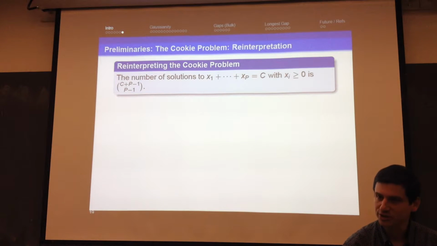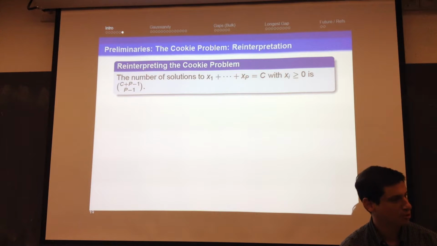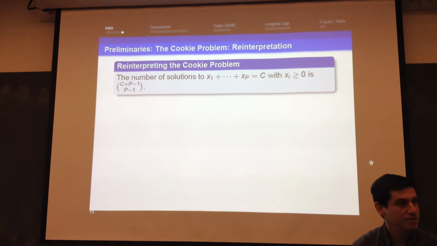Most mathematicians don't like to talk about Cookie Monster, so they want to rephrase this into a more boring language. This is called a Diophantine equation. A Diophantine equation is when you're trying to solve a nice relation involving variables that take on integer values. So here, we want to count the number of solutions to x1 plus ... plus xp equals c, where the xi's are greater than or equal to 0. Well, that's the cookie problem. And x1 is how many cookies the first person gets, and so on.